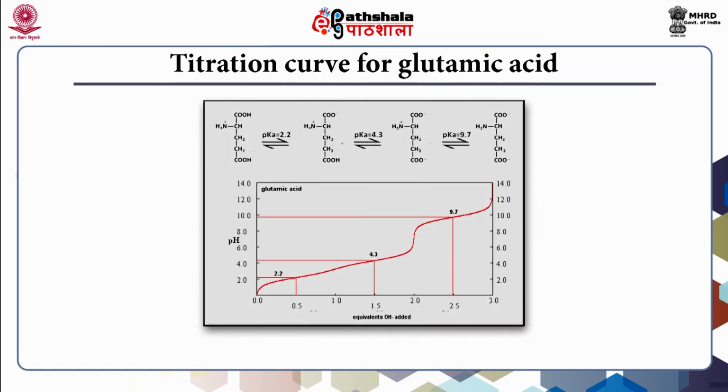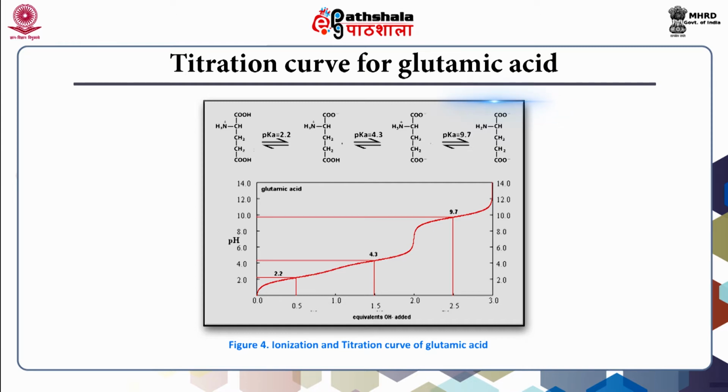Glutamic acid is an acidic amino acid with a third ionizable group, the R group. The titration curve of glutamic acid is shown in figure 4 above. At lower pH, that is less than 2, the glutamic acid carries an overall positive charge. As base is added, the group which has the lowest pKa is deprotonated. This therefore results in no net charge on the glutamic acid.